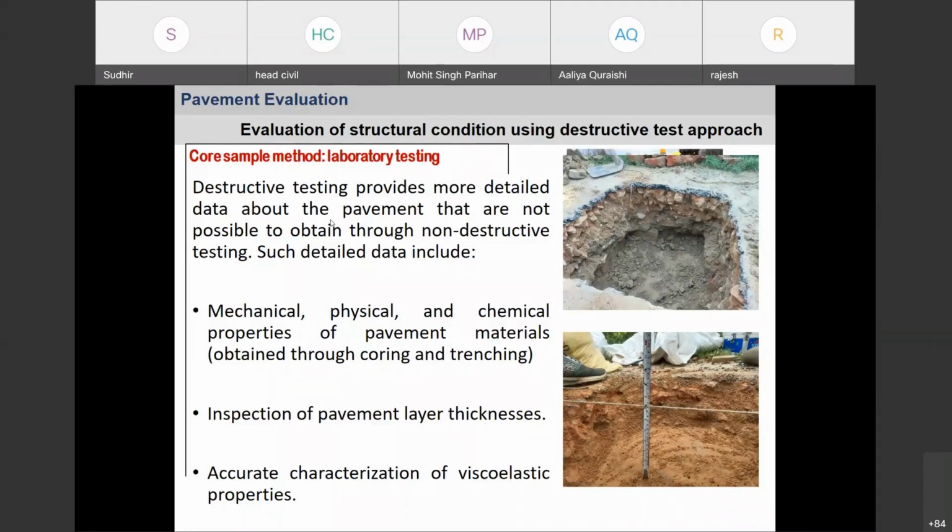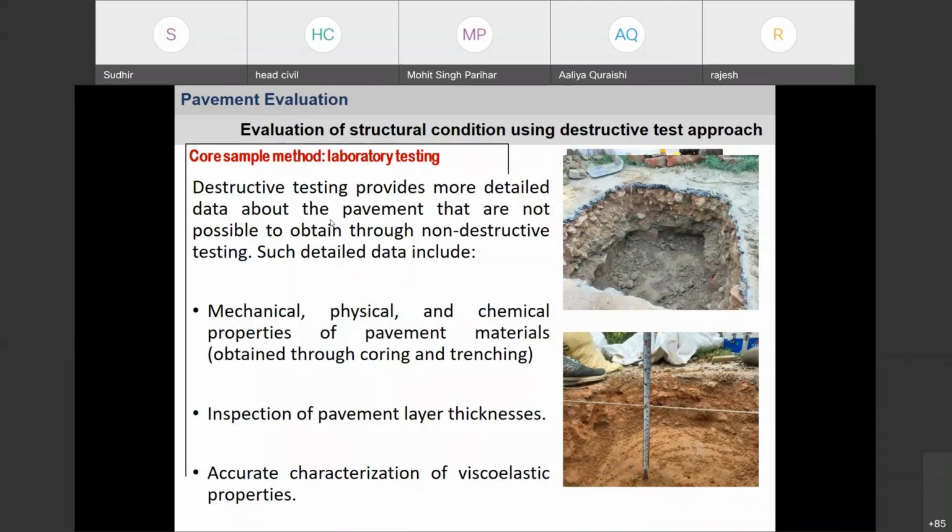Okay. An additional benefit of taking cores from the field is that you can inspect the pavement layer thicknesses. Okay. And one of the major important points is that when you are taking samples from the field, you are able to do an accurate characterization of the material. Okay. So for example, if we are talking about the asphalt mix, if I'm taking asphalt mix from the field, I would be able to do an accurate characterization of its viscoelastic properties.